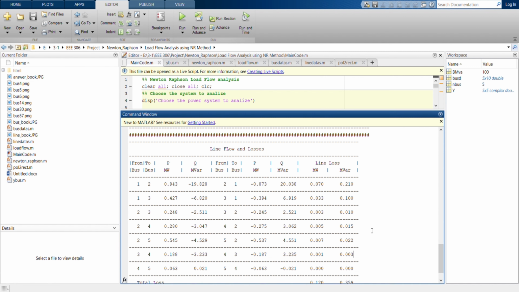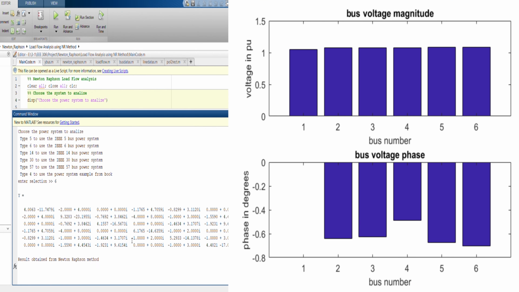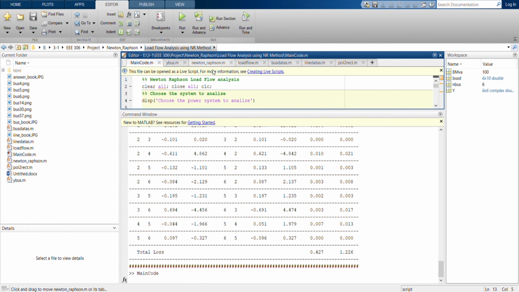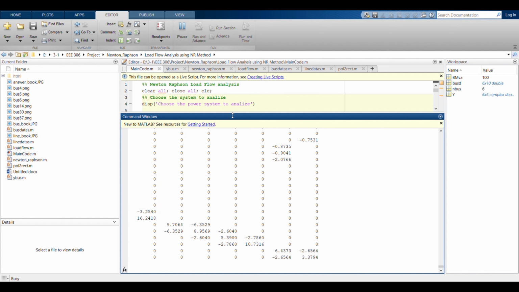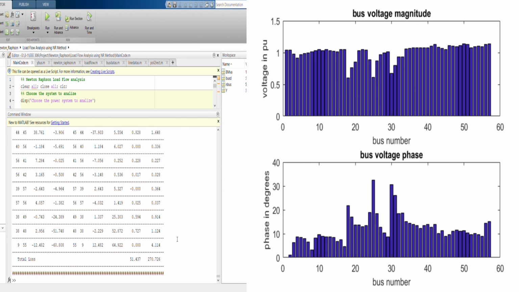We can do this whole process again for another system. This is what we got for a 6 bus system. What if we do this for the 57 bus system? This is the voltage magnitude and phase for the 57 bus system.